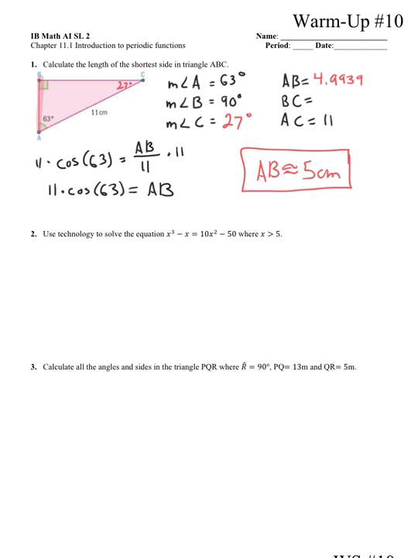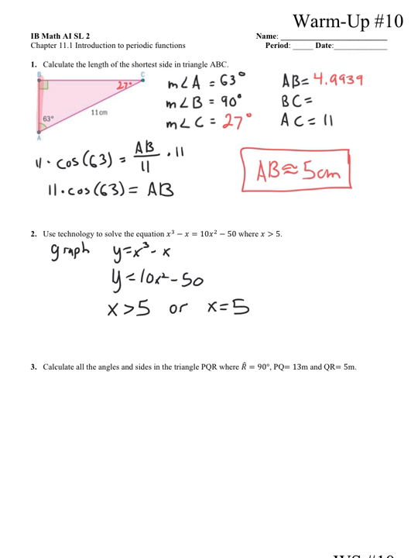For problem number 2, it says use technology to solve this equation. So we're going to want to graph this. We're going to graph first y equals x cubed minus x. Then we're going to graph y equals 10x squared minus 50. And finally, you might have a calculator that allows you to graph x is greater than 5, or you can just graph x equals 5.